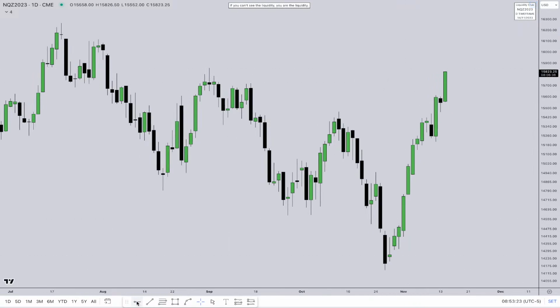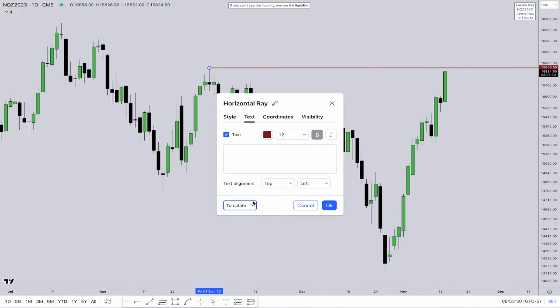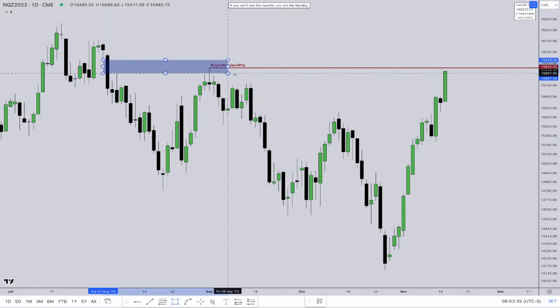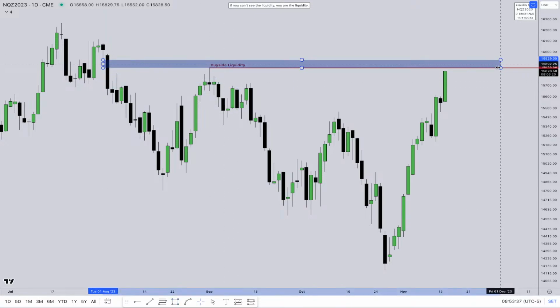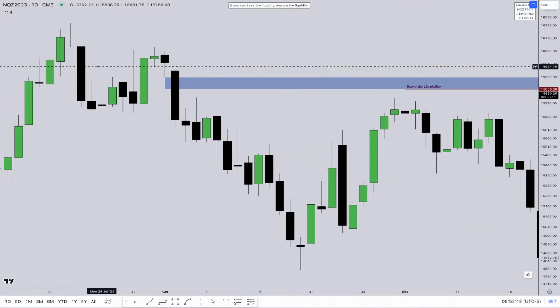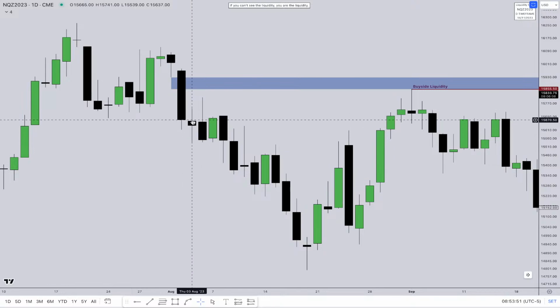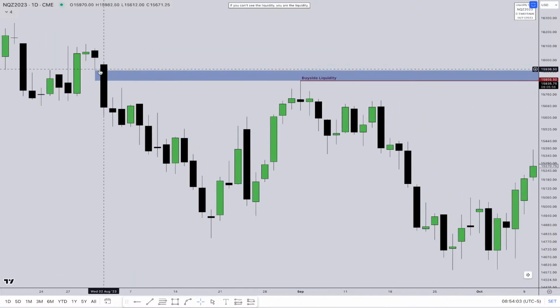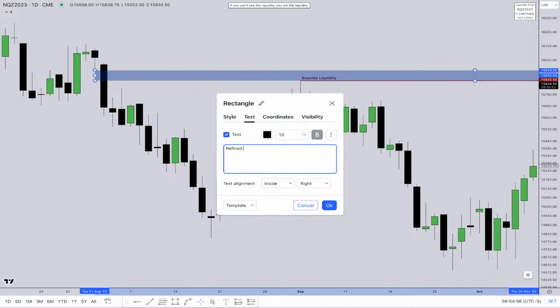Price is close to reaching this buy side liquidity. We have the filling of this fair value gap. Now this is a refined fair value gap. Originally the fair value gap is from this high, from this candle's high to this candle's low. But because price has traded up higher until this point and then started trading lower, now we have a refined fair value gap. So it's going to be mentioned as a refined fair value gap.